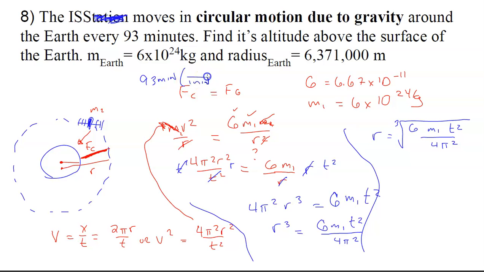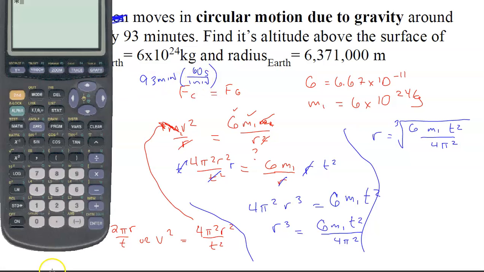1 minute is 60 seconds. So we actually need to put that together and square that. I can do that right on the calculator right here. I'm going to put in some parentheses and go 93 times 60. And then I'll square that, and it'll square the whole thing for me right there. So that's good. I need to divide by 4, divide by pi squared. And there's a pretty big number.